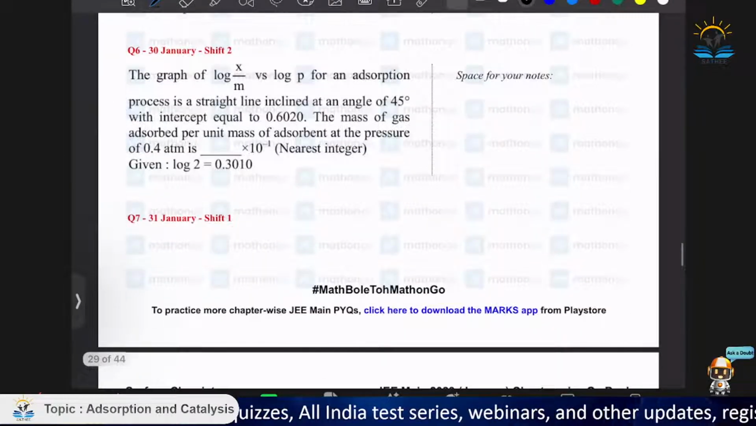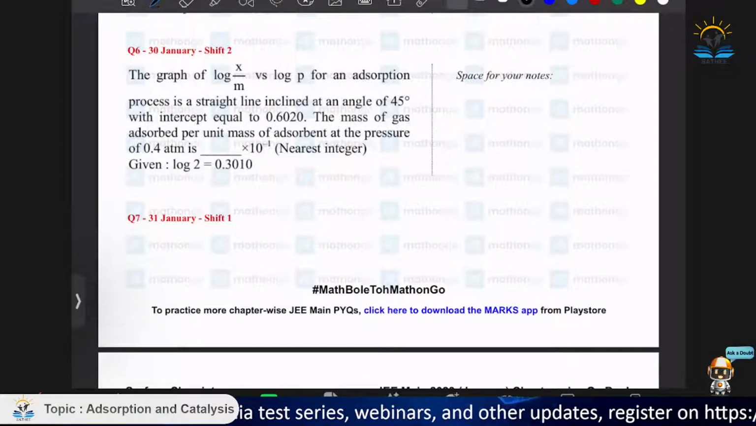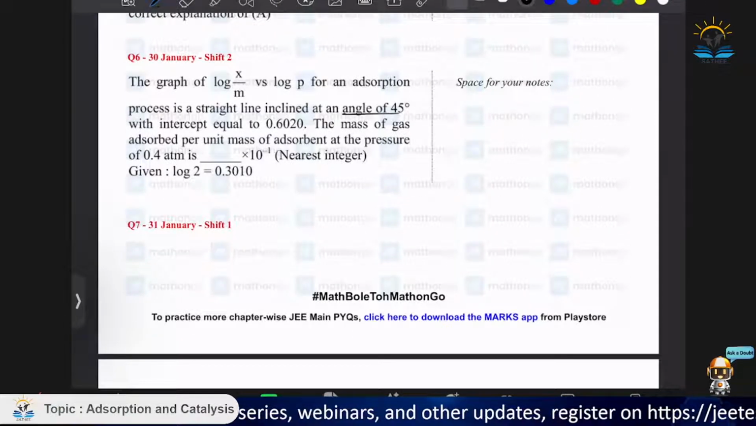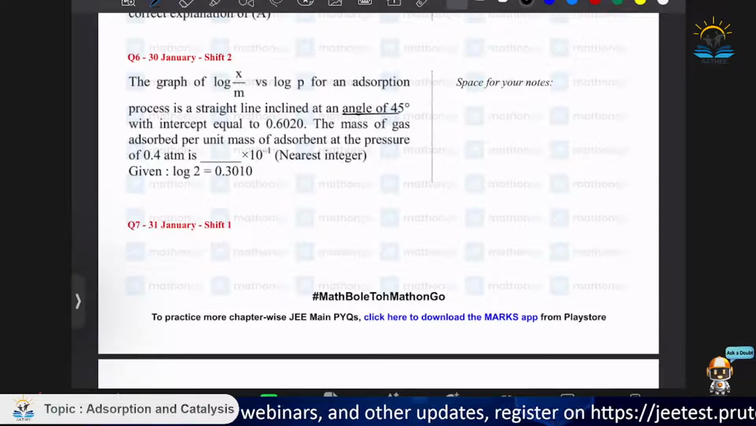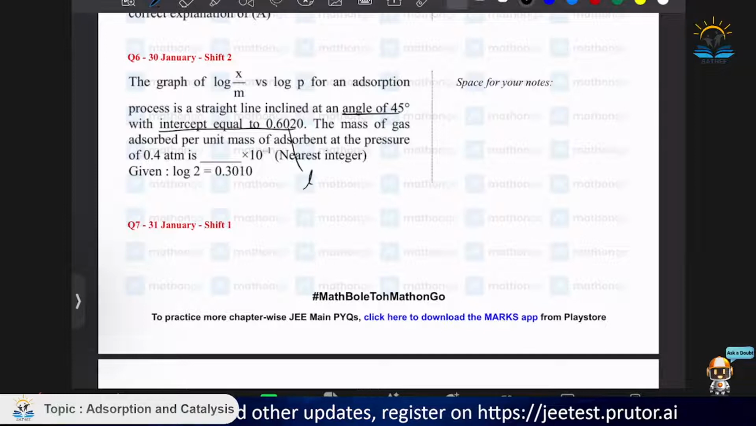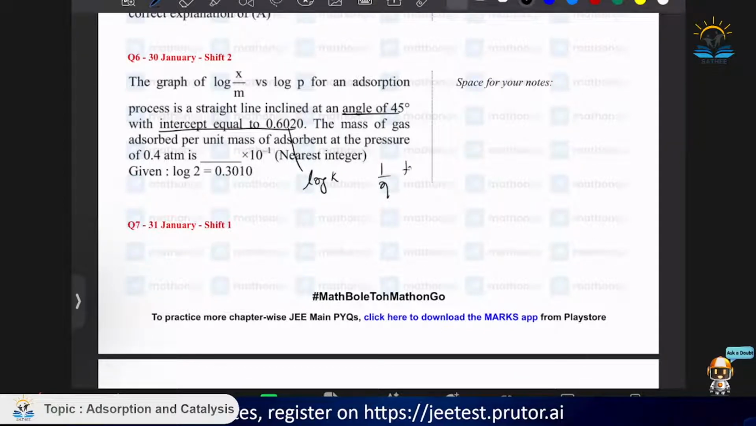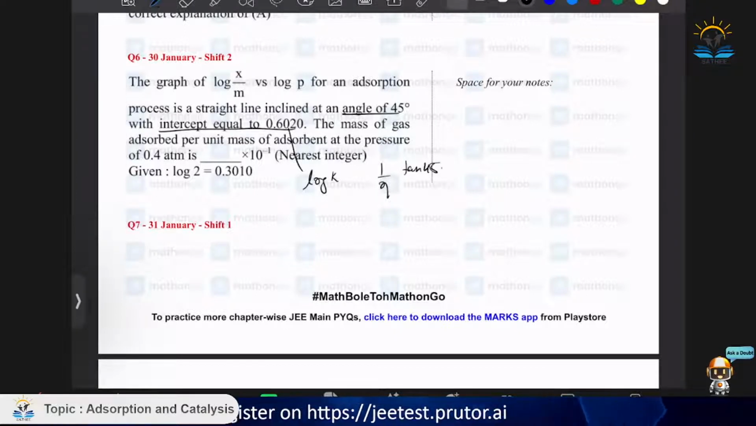Now log x by m versus log p for adsorption process is a straight line inclined at an angle of 45 degrees. See, your friend Freundlich isotherm has come. Intercept is equal to this. Intercept is what? Log k. And slope is 1 by n. Tan 45 is equal to 1 by n.